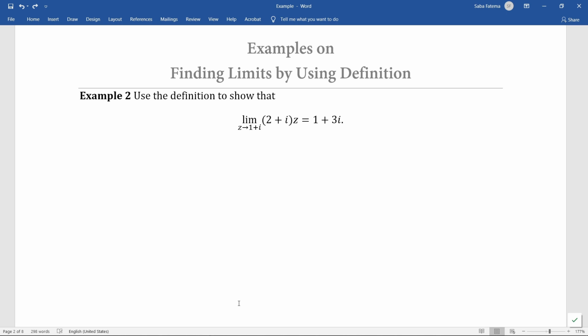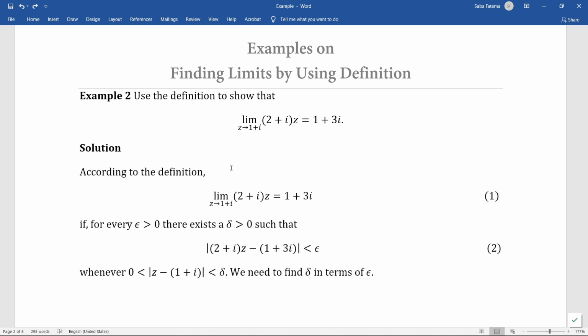This one is another example of a limit which also requires the use of the definition. According to the epsilon delta definition, this limit will be true if for every epsilon greater than 0 there exists a delta greater than 0 such that this inequality will be true whenever this one is true. Now we need to find delta in terms of epsilon.